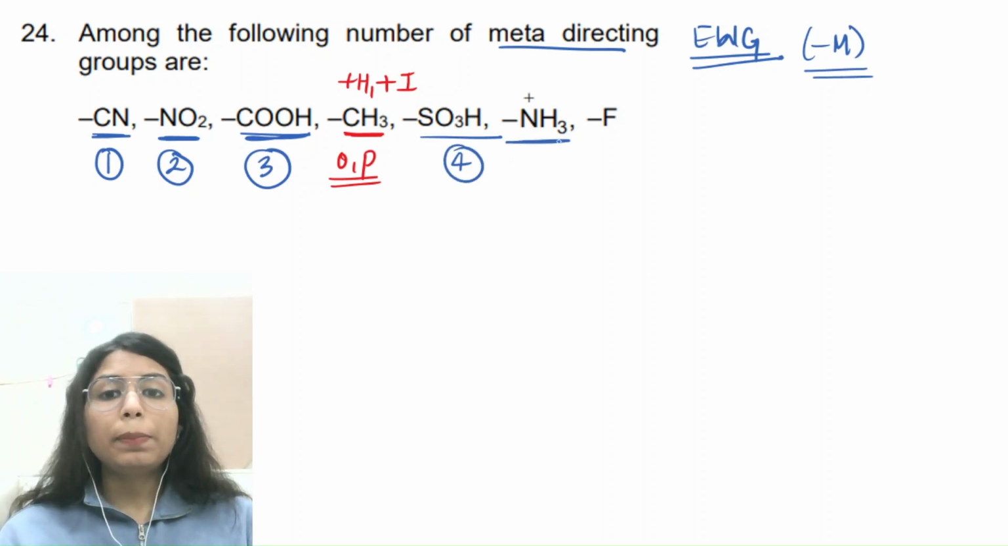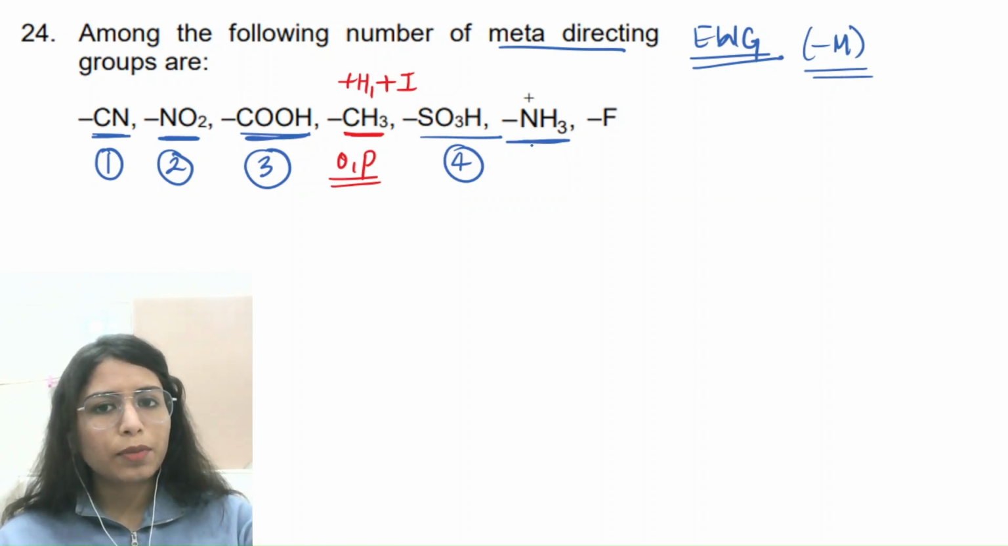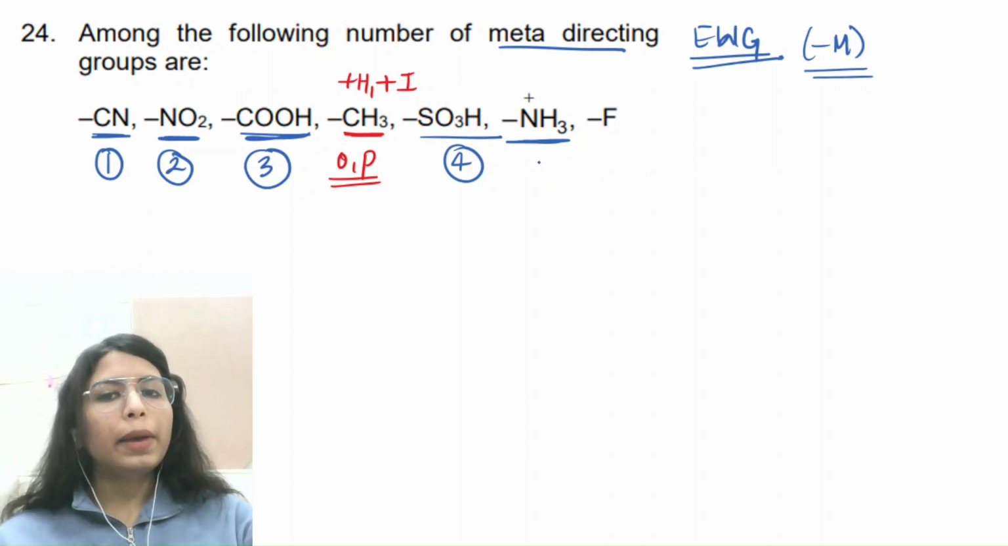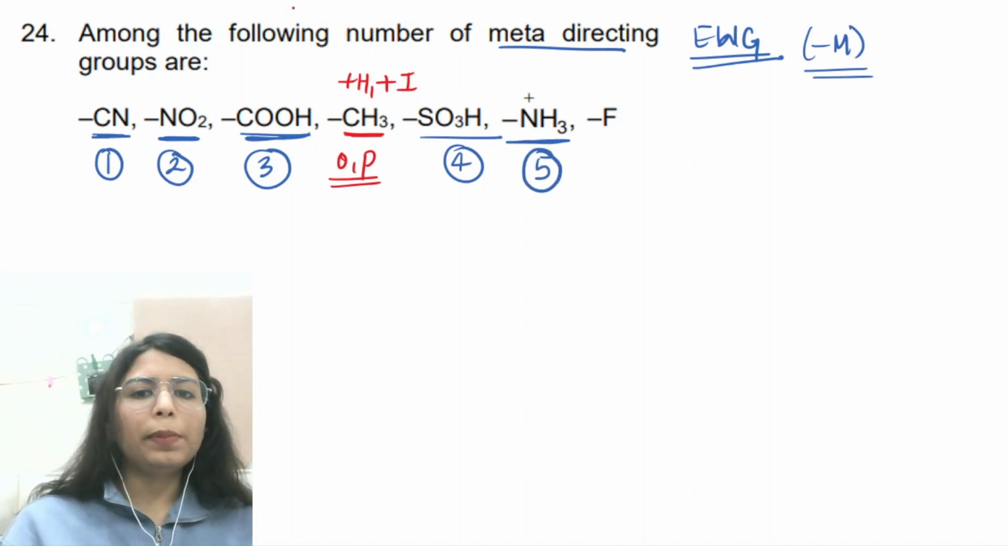Now NH3+. For NH3+, you have to see that in NCERT 3 reactions have been given, wherein all the 3 products, ortho, meta and para products are given, and the meta product has been formed significantly, which indicates that it is a meta-directing group. That is why you are going to count it in the meta-directing groups. So this would be my fifth choice.